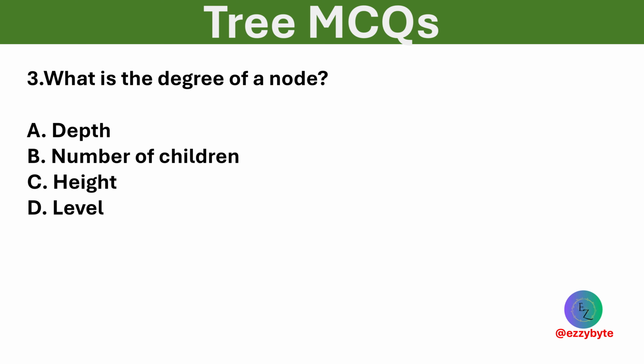What is the degree of a node? Options are depth, number of children, height, and level. Option B is correct. The degree of a node refers to the number of children it has.